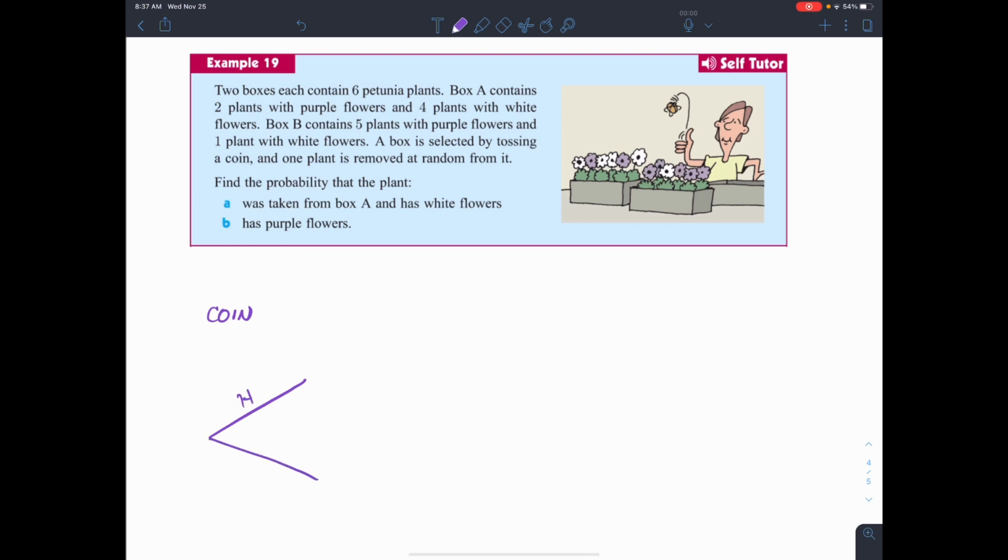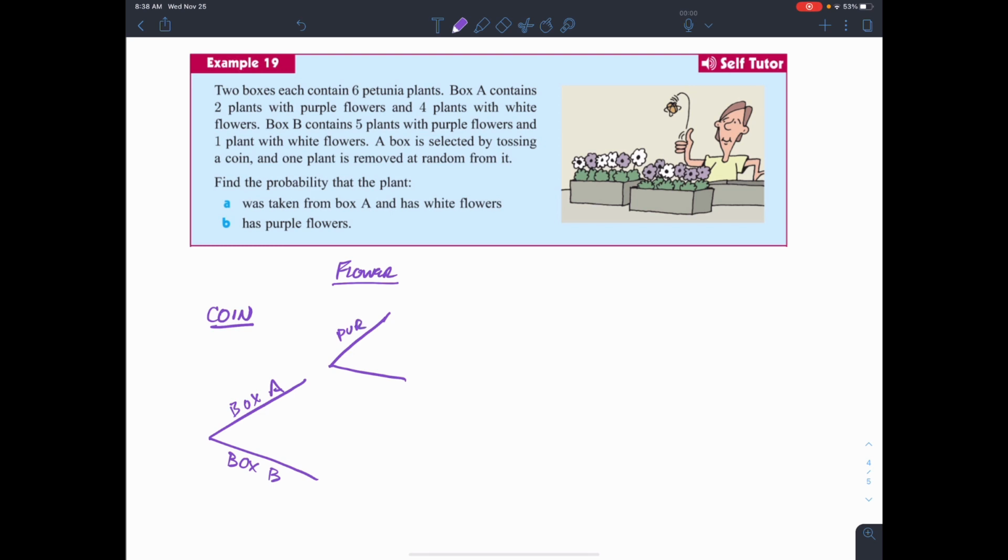And we could get our heads or, sorry, not heads. By flipping the coin, we're going to choose either box A or box B. And then from there, we're going to randomly choose a flower. So we flip the coin to choose a box and then randomly pick a flower. So there's some randomization happening with the coin and some randomization happening with the flower.